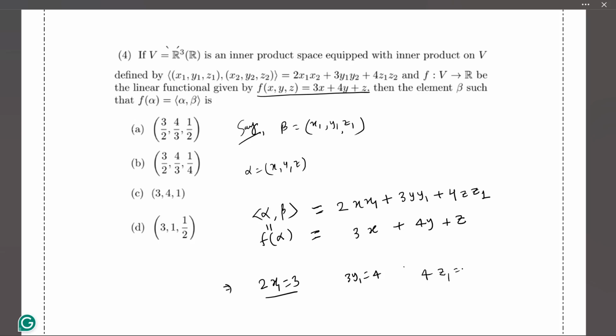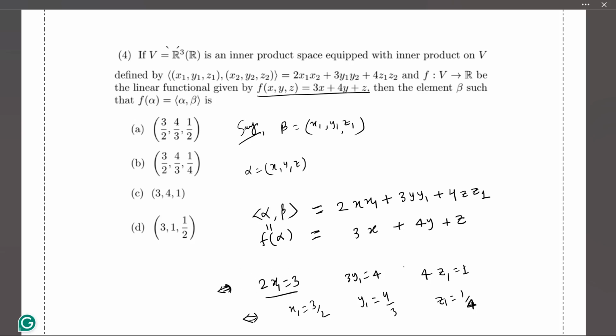z1 is equal to 1. X1 is equal to 3 by 2 will work. This is just a guess, okay? Some kind of guessing I'm doing here. 4 by 3 here. Z1 is equal to 1 by 4 here. Because if we take x1, y1, z1 this, so this is if and only if.